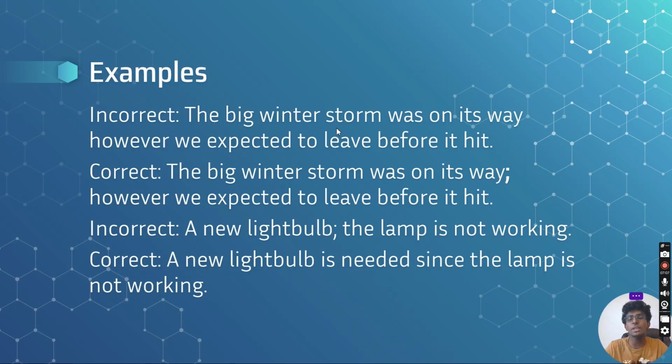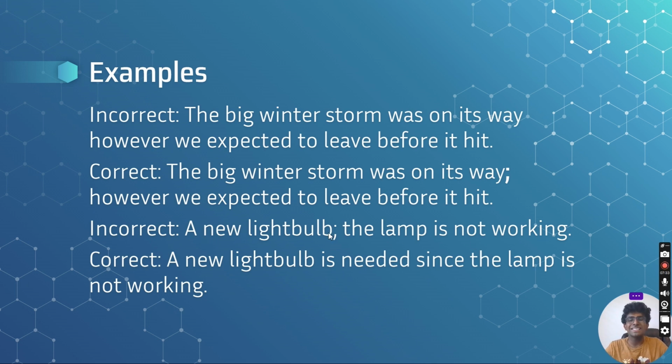So here's a couple examples. The big winter storm was on its way; however, we expected to leave before it hit. So the big winter storm was on its way, that's an independent clause. However, we expected to leave before it hit. That's also an independent clause. So we can connect them using a semicolon, since we do not have a coordinating conjunction to connect the two independent clauses.